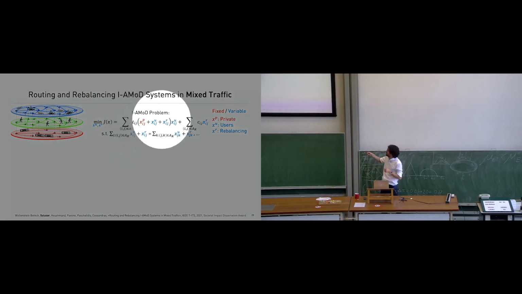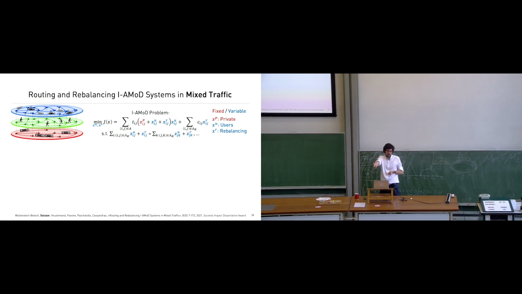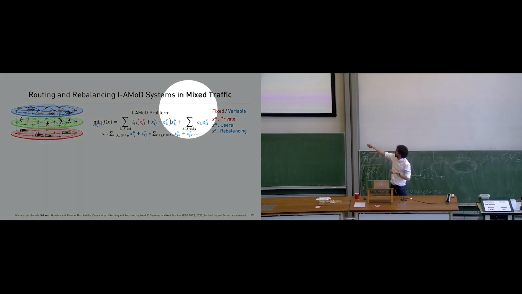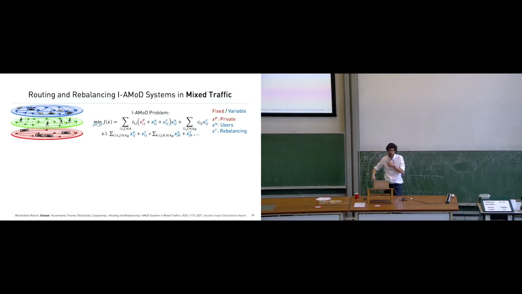And the travel time is a result of what private cars do, rebalancing empty cars do, and user-carrying cars do. The sum of that gives me the travel time on the road, gives me the congestion, which I multiply with my users. That's basically the travel time they experience. And that I want to minimize. Subject to the fact, for instance, that my cars have to remain constant. So if a car enters an intersection, it will have to exit it, which is what that equation is doing.